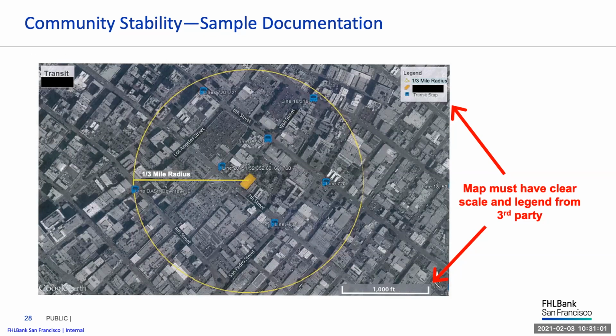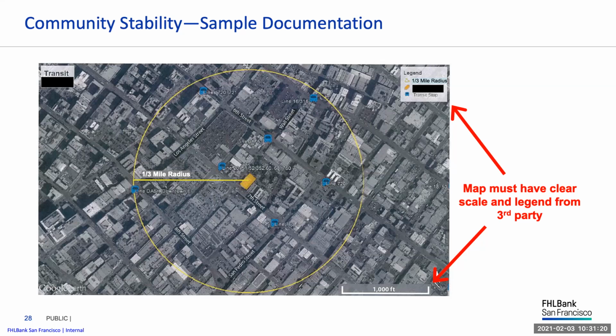So here's a good example of documentation for the number of transit lines near the project. This example clearly shows where the project site is, the distance radius surrounding the project, 1/3 of a mile, and the distinct transit lines that are within that area. It also shows a clear scale and legend from a third party.